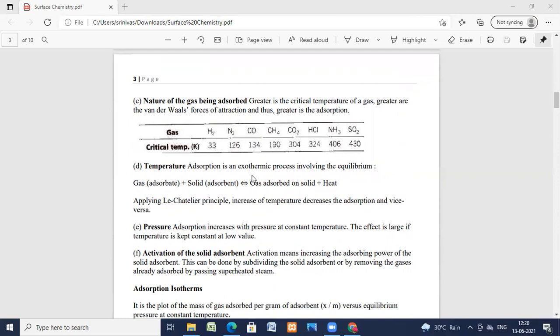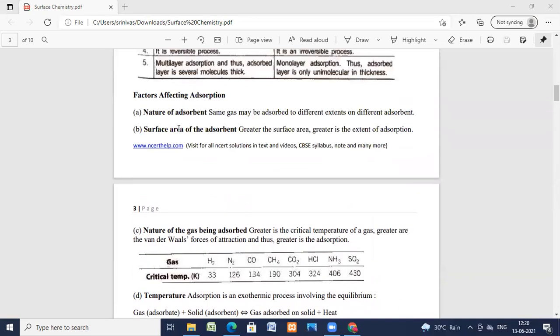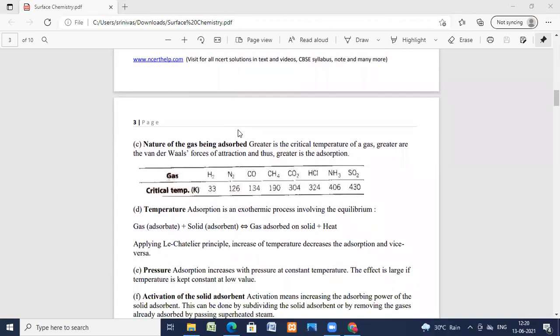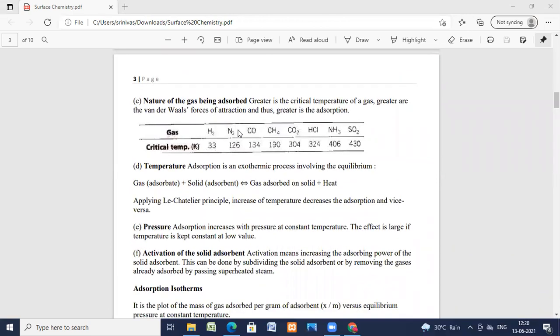The factors affecting the extent of adsorption: nature of the adsorbent, and surface area of the adsorbent. Some gases may be adsorbed to different extents on different adsorbents. The greater the surface area, the greater is the adsorption. Obviously, as the surface area increases, adsorption also increases.